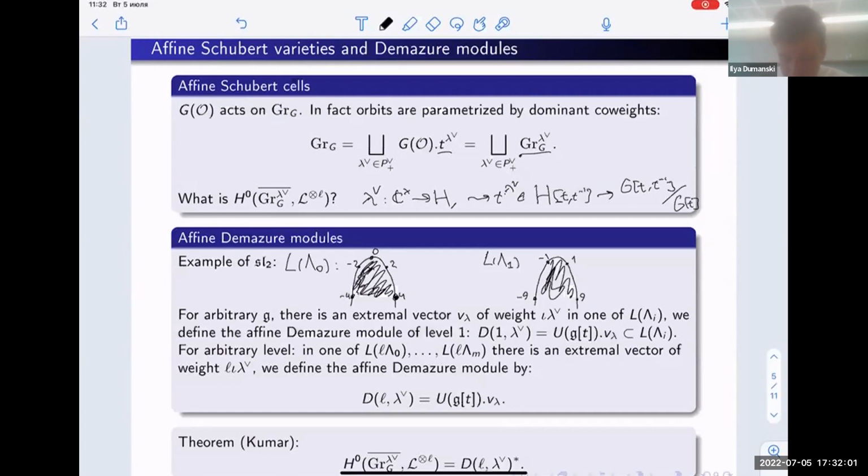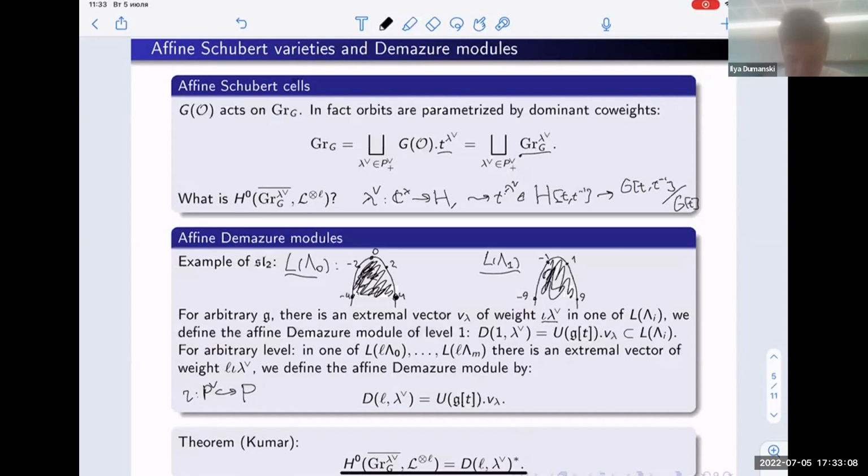That was the SL2 case, but for arbitrary G, I was talking about level one Demazure modules, since we were dealing with level one representations. To define a level one affine Demazure module, we pick a dominant co-weight, and there is exactly one extremal vector in exactly one of the level one integrable modules of the weight iota of lambda check, where iota is the natural embedding of the co-weight lattice into the weight lattice. You can think that G is simply laced and make no difference between weights and co-weights. That will not affect the understanding of the talk. Again, we pick this extremal vector and generate a G of T module from it.